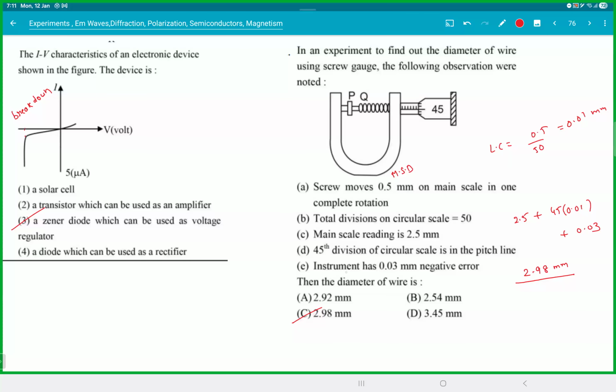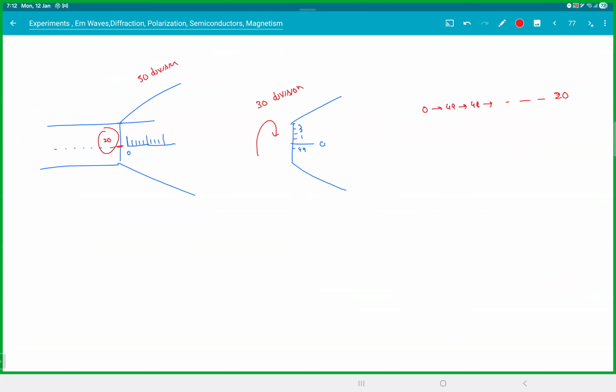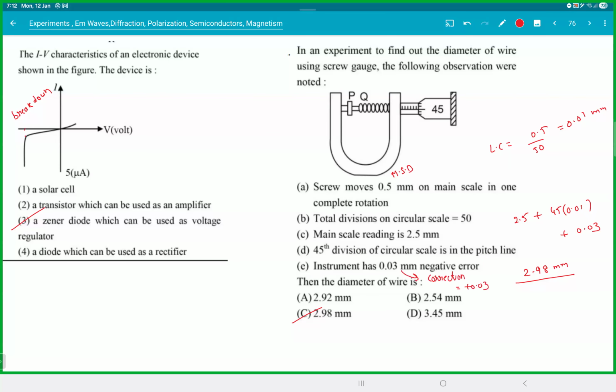Okay, so let's keep it clear. If they had given it like this, meaning this is the correction. If they give you a division like this, then we will do this. Okay, let's be clear with that. That would be the last one for this thing.